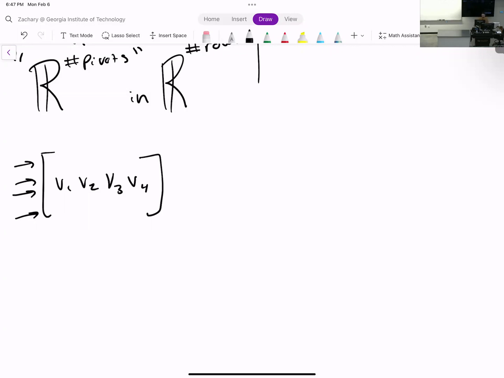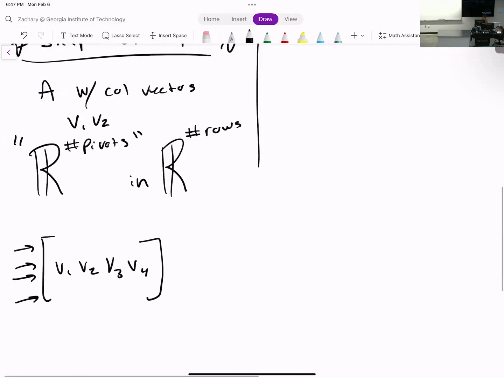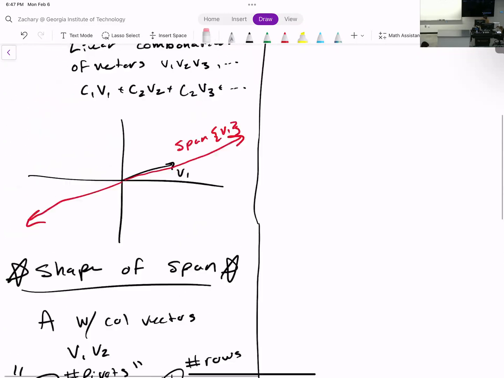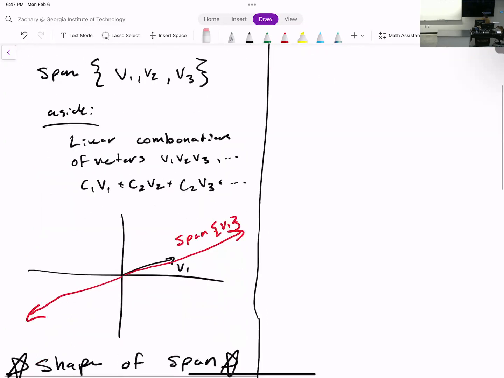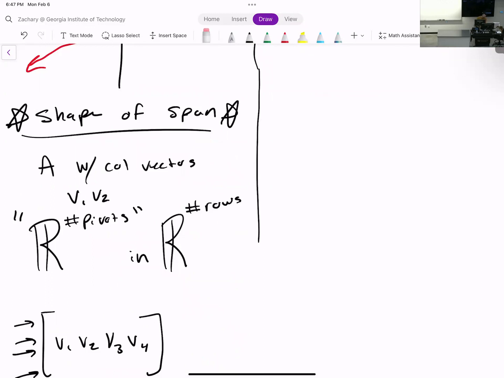Okay. Cool. So I'm sure we're going to go through some actual questions on how to find span and determine the shape of it. But these are the most important things to look at right now: the span is all linear combinations of some set of vectors, and the shape of it is determined by R to the number of pivots in R to the number of rows, okay?